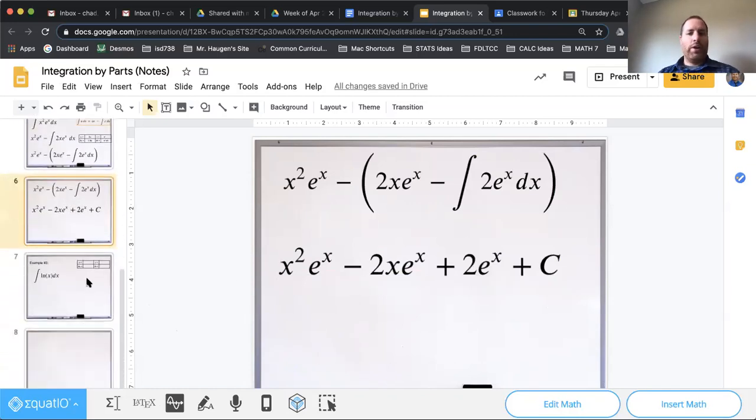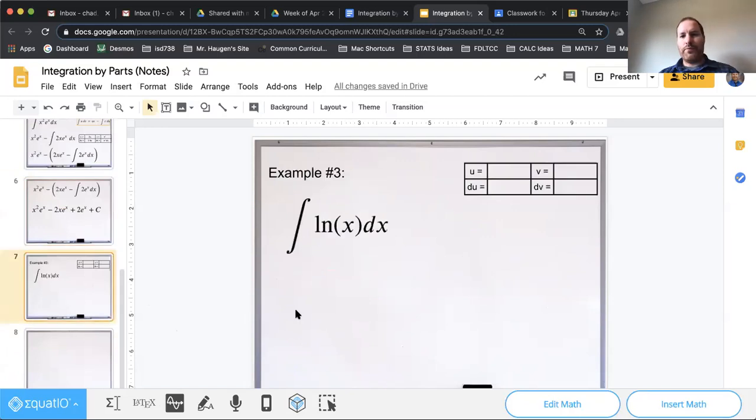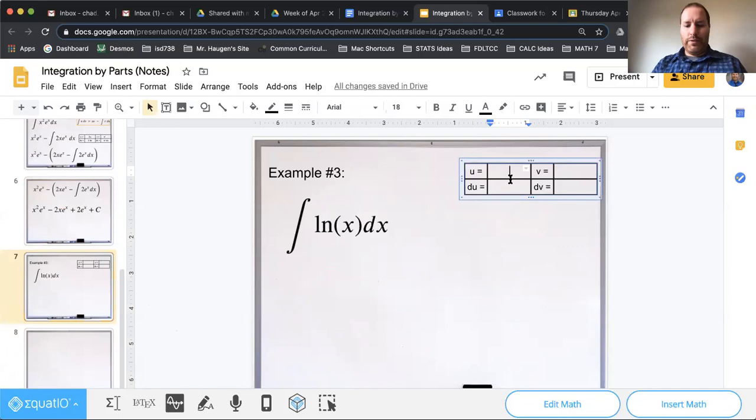Okay. One last example here. This one's a little bit unique, where we might say, oh man, how do we pick u and dv on this? It doesn't seem like it because it only has one piece, right? So in here, I'm going to let u be the natural log of x because that's not too bad to do the derivative of. We just flip over the inside, which is 1 over x, right? And that's all that is.